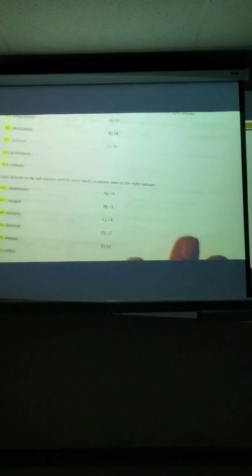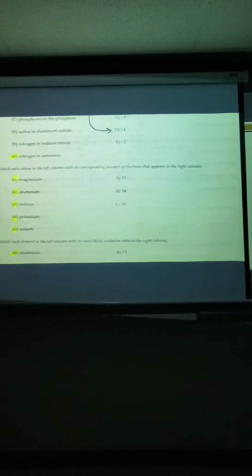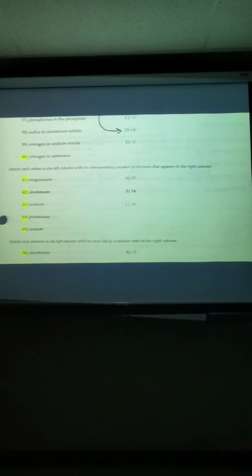In any case, number 60, nitrogen and ammonia. This one's a little bit easier. We could actually cheat on this one a little bit. Ammonia is NH3. We know that 3 hydrogens would be a +1, and they have to balance. This is a -3. So -3 and a +3 cancel.